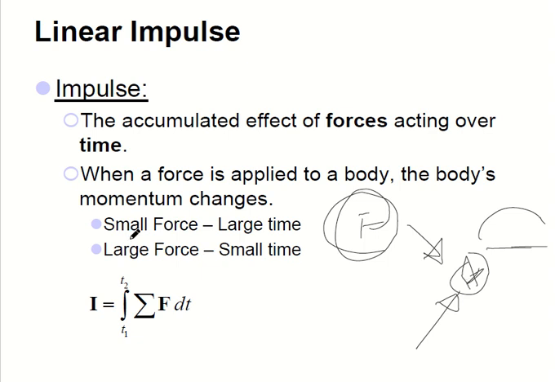So small force, large time. A large force is going to save more time, because a large force can go fast. With a small force, of course, you're going to take some time to cover that distance. Here is your impulse formula. We're going to integrate the force with time.